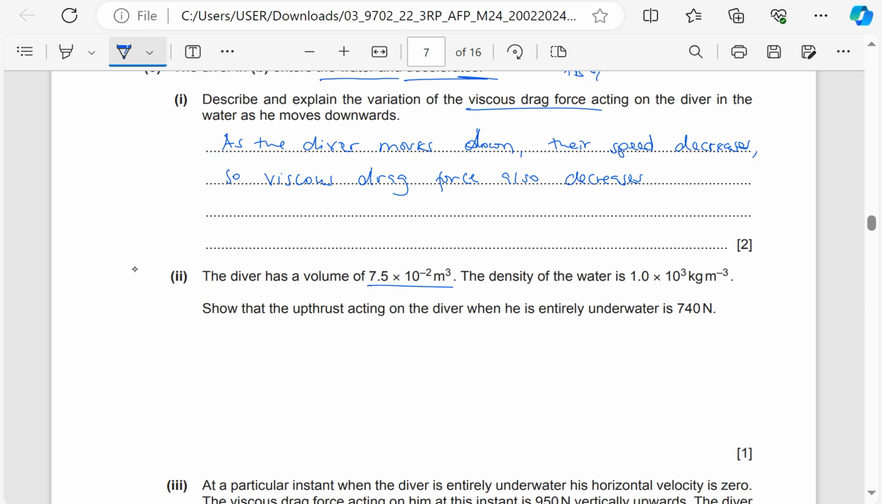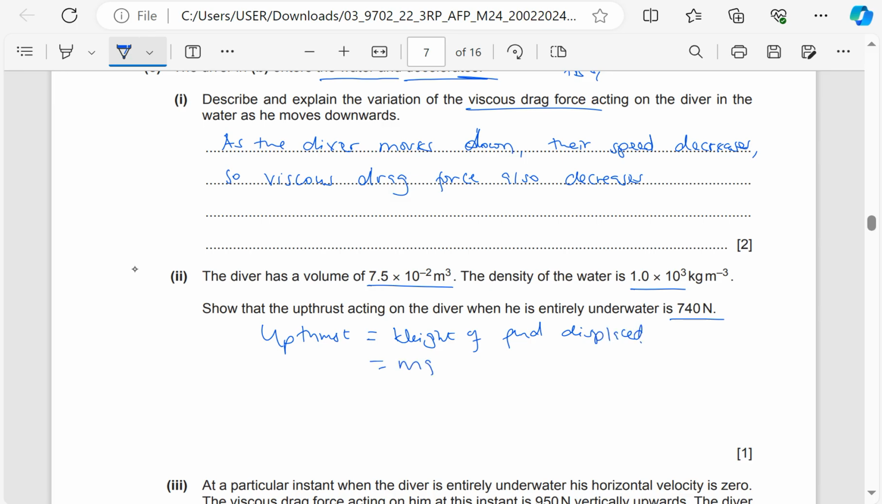meters cubed. The density of the water is 1.0 times 10 to the power of 3 kilograms per meters cubed. Show that the upthrust acting on the diver when he is entirely underwater is 740. So we know that upthrust is equal to the weight of the fluid displaced according to Archimedes' principle.